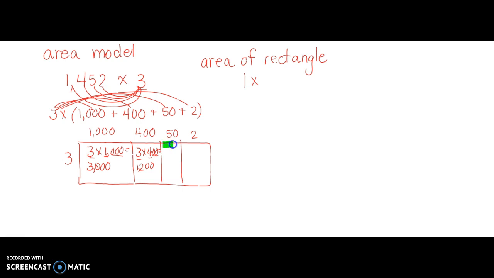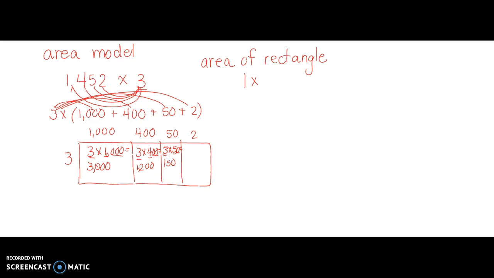Then in order to find the area of this shape, this space, the 50 columns of 3, I need to multiply 3 times 50. And that is the same as 3 times 5, which is 15. And we're multiplying by a product of 10, so we add a 0.